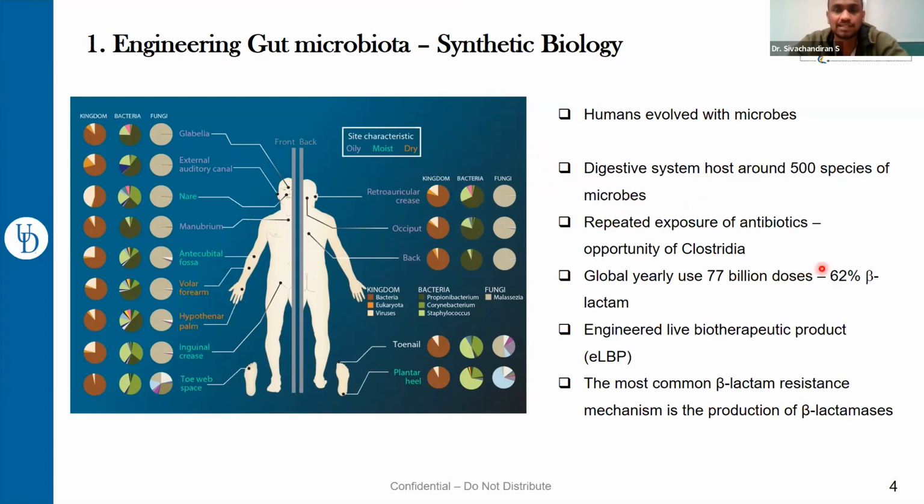And recently we've been using a lot of antibiotics, and globally per year we use 77 billion doses of antibiotics. Out of that, 62% is beta-lactam. Because of the overuse of antibiotics, we've been seeing a lot of drug-resistant or multi-drug-resistant bacteria, especially Clostridia.